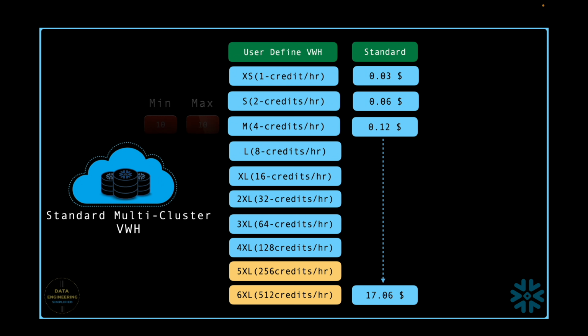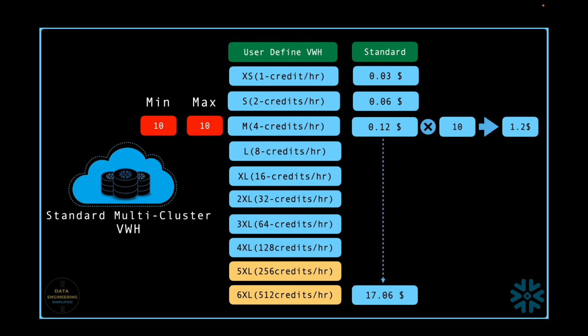It is possible that both the min and max values are the same, and in that case, all clusters will be up as soon as the query is fired. A medium virtual warehouse, which has a 4 node cluster with min and max values equal to 10, would cost you around $1.2 per minute for an AWS instance in North America.